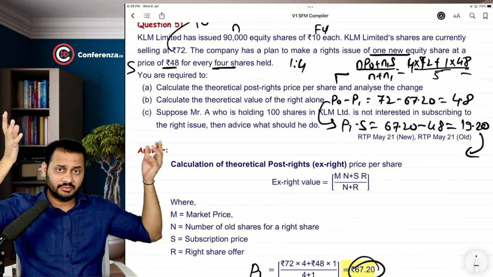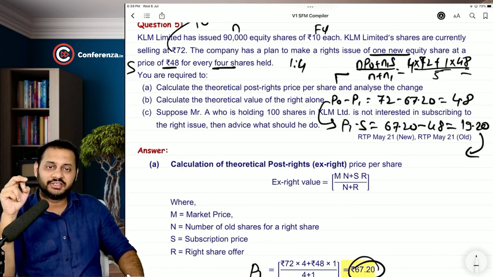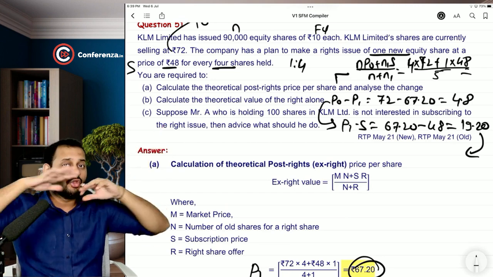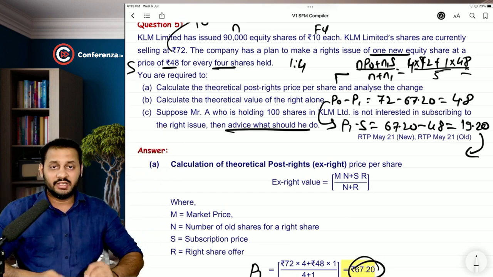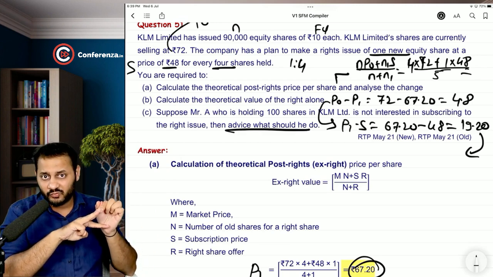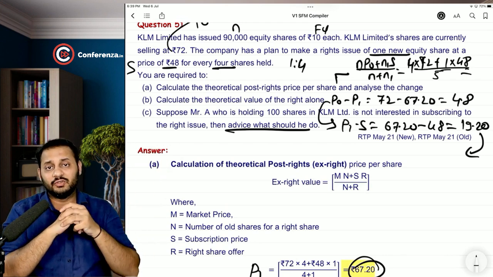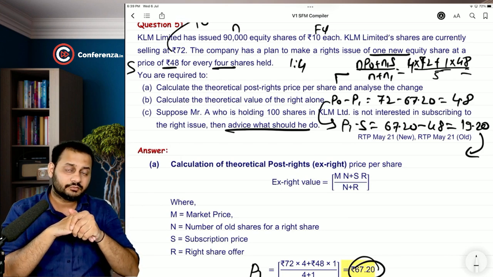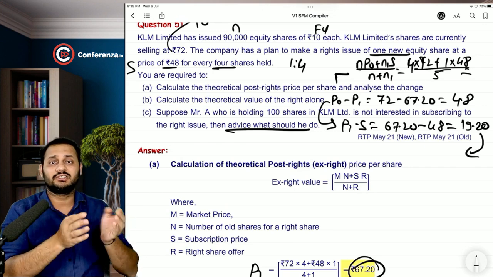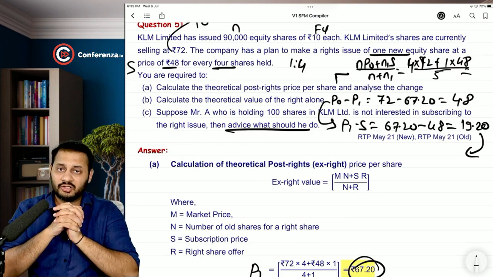Now the third part, which is why we took this question. Suppose Mr. A, who is holding 100 shares in KLM Limited, is not interested in subscribing to the right issue. Then what should he do? There are only 3 things a person can do. He can subscribe, he can sell it to someone else, or he will let it lapse. So what advice will you give? The advice is to sell this right to someone else. Do not let it lapse. If you let it lapse, you will lose on your portfolio value.